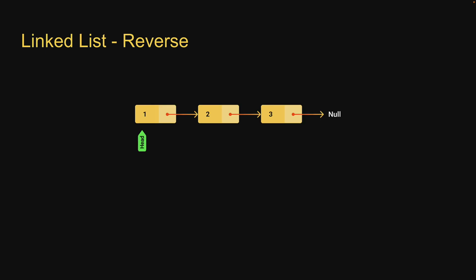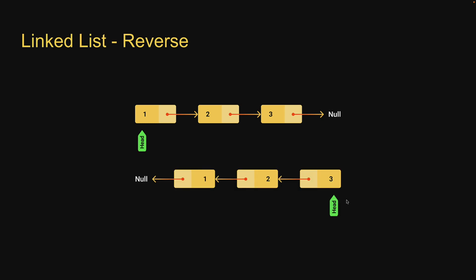All right. Here we have a linked list with three nodes. Node 1, 2, and 3. 1 is the head and points at 2. 2 points at 3, and 3 points at null. The reversed list contains 3 as the head node pointing to 2, and 2 points at 1. Finally, 1 points at null. Hopefully, it is clear what the output should look like. Let's now get into the process of reversing a linked list.